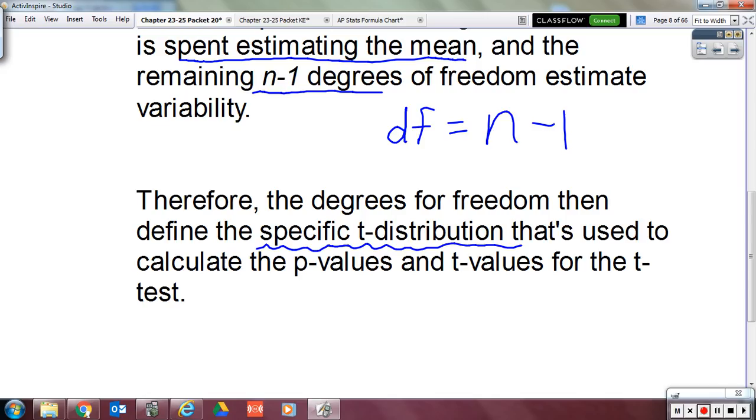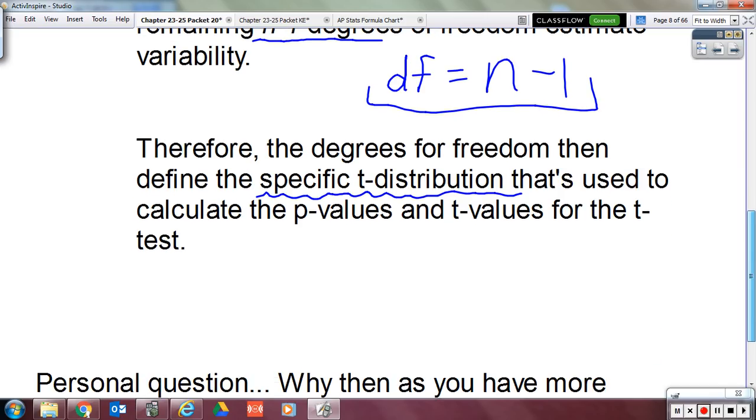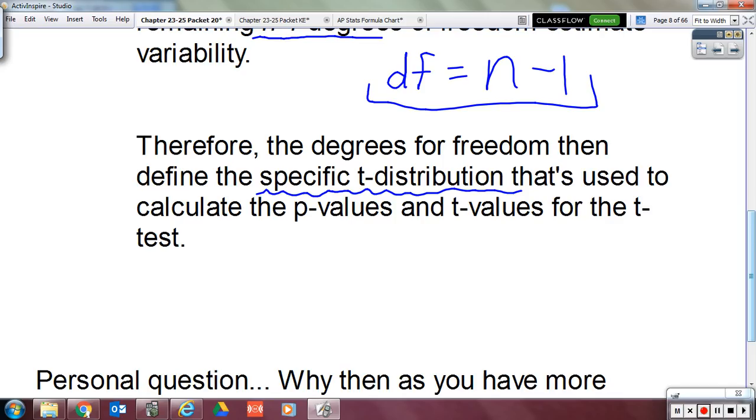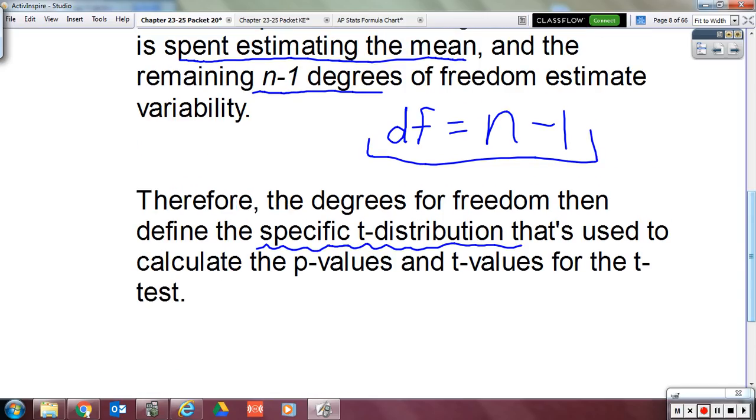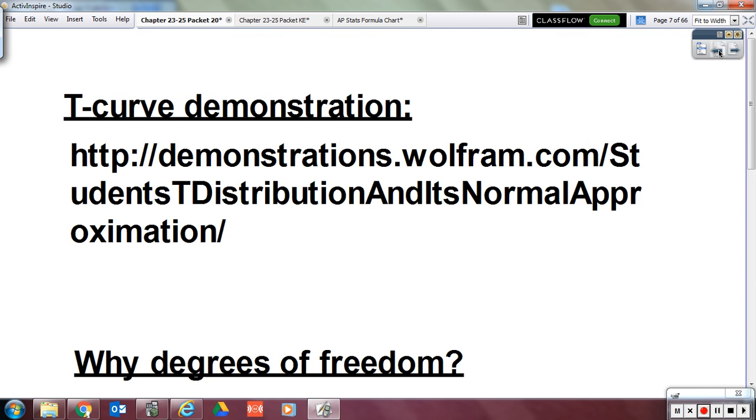Okay, so because there's infinitely many, I mean, you have a different t-curve formula for every single sample size. And so then we will use this to tell us which curve to look at. And so that will be used to calculate the p-values and the t-values. And luckily our calculator has all of those formulas in its brain so that we can figure all of that out. Okay, so going back to here.